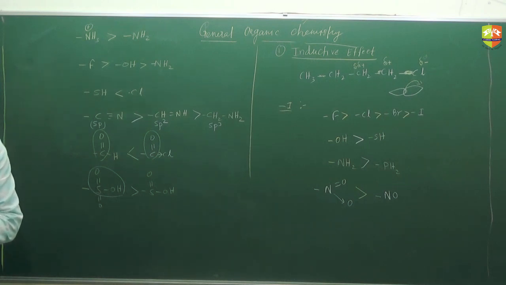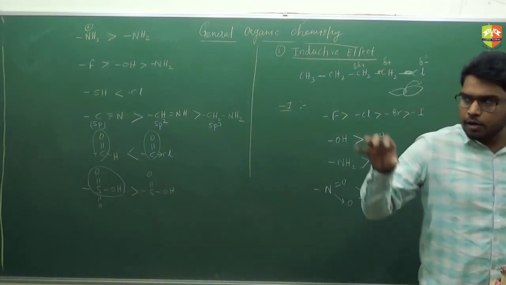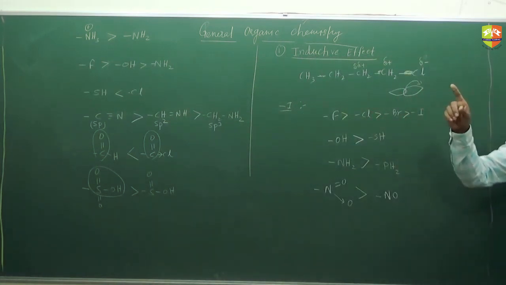Which one is the most? CF3 is maximum because again fluorine is the most electronegative, right? So logically you can do this kind of thing, okay? But there's an order of minus I effect, that order we will write down, okay?